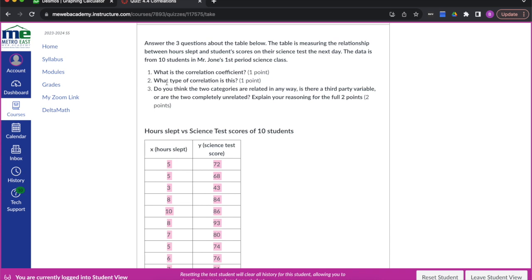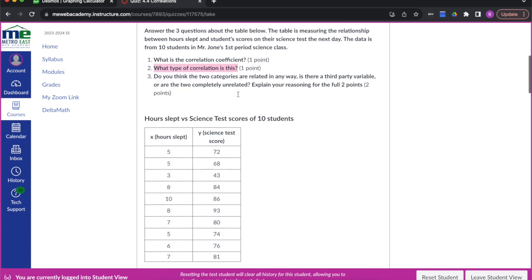You can round to 2 decimal points if you want. And then you'd say this is a high positive correlation. And then you would say, I think that these 2 categories are related or unrelated. I'm not going to mark you necessarily on whether I agree with you, but do you have good reasoning for why you think that? The reasoning really is what matters on part 3.